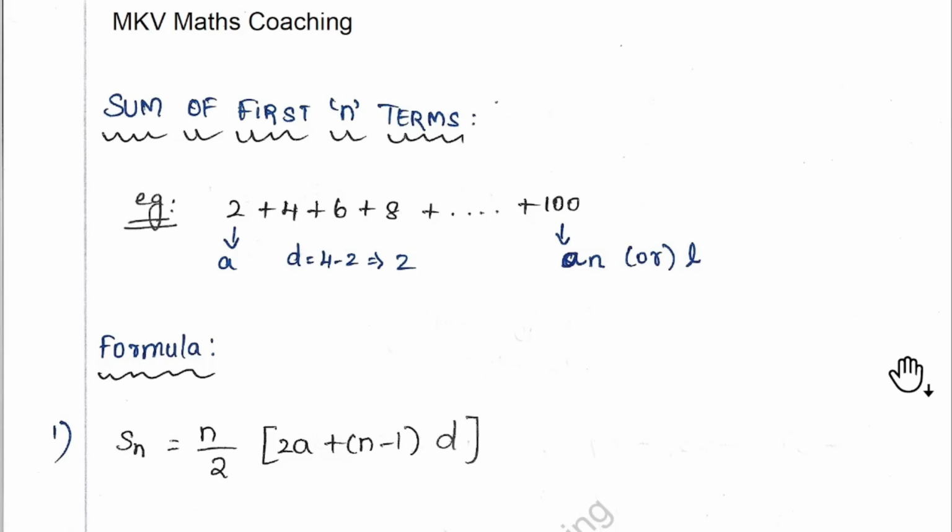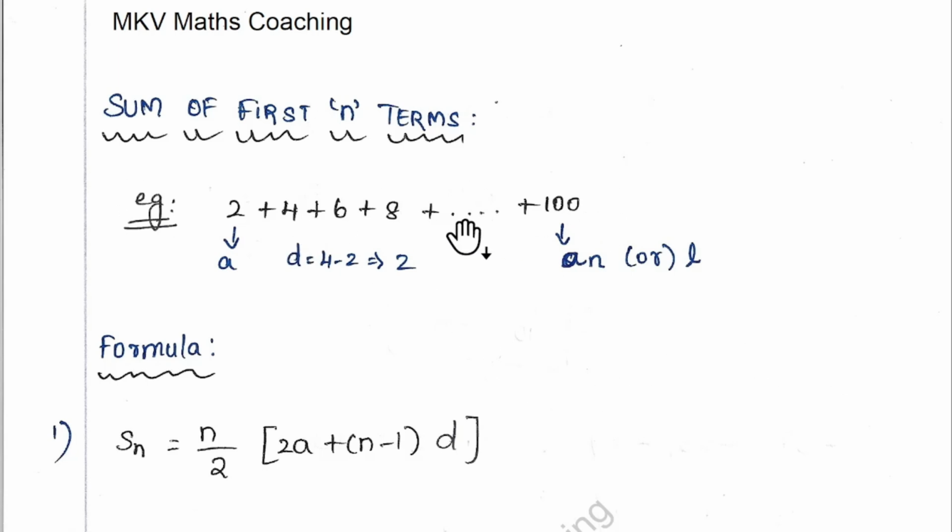In this exercise, we are going to find the sum of n terms. In our previous exercise, we found the value of the nth term of an AP by using the an formula, which is a plus n minus 1 into d. But in this exercise, you're going to find the sum of all the numbers in the series.